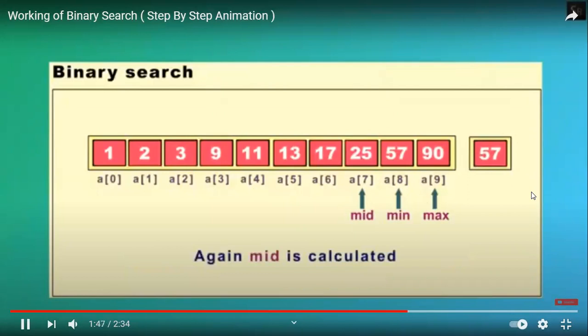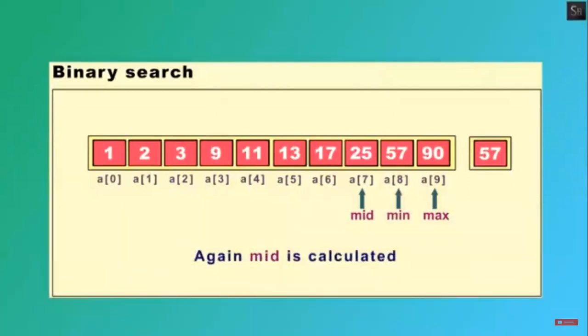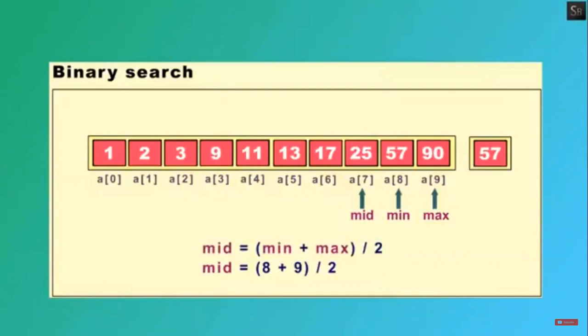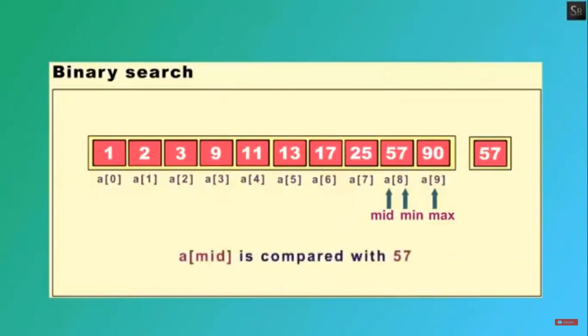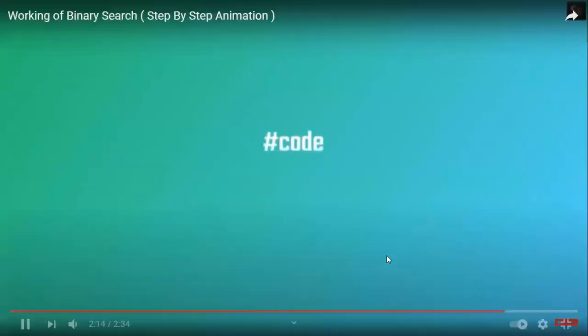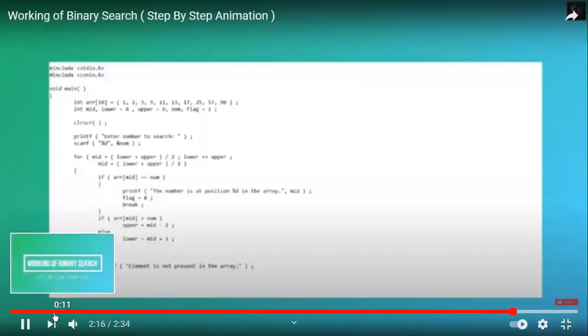Again, the mid value is calculated. 8 plus 9 is 17, 17 by 2 equals 8. The mid is compared with 57. Both are equal, yes. If it is yes, control exits from the loop and the search is successful. Search is successful. Clear? I repeat the same.